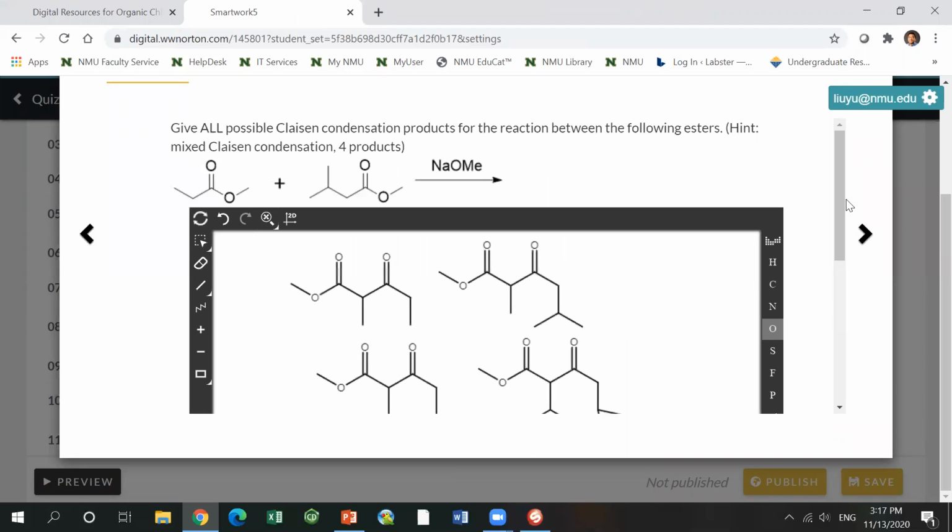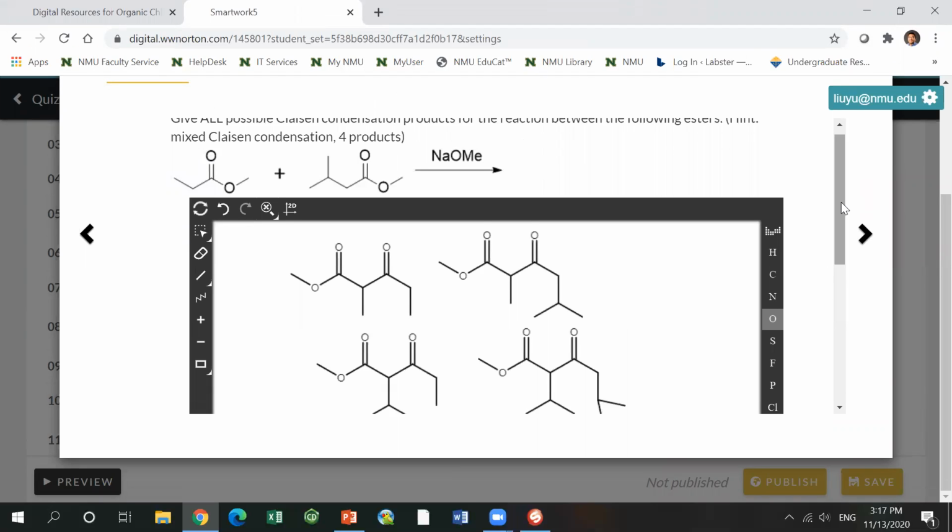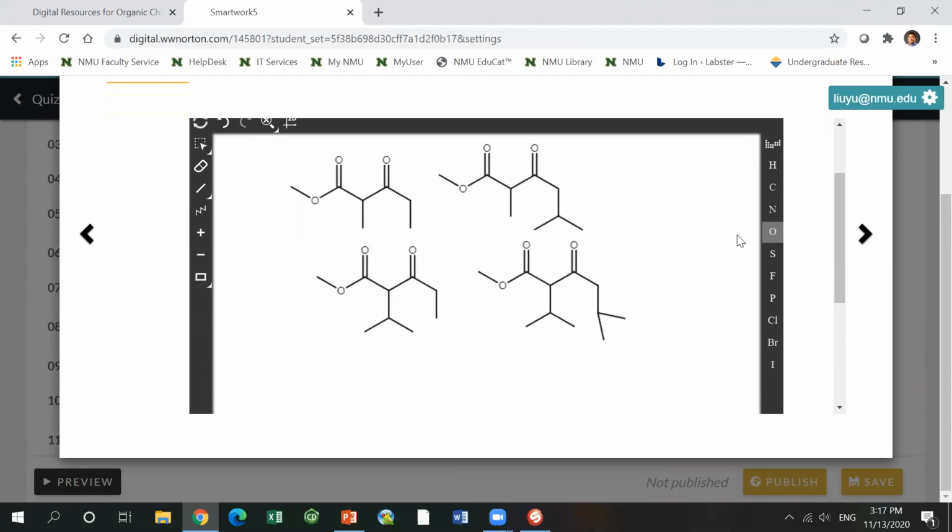For the grading, if you get all four right, you get full credit. If you draw only one, two, or three right, you won't get full credit. When I review it, it depends on how many structures you draw, so I can give you partial credit. Don't worry, you can earn some partial credit for this question.